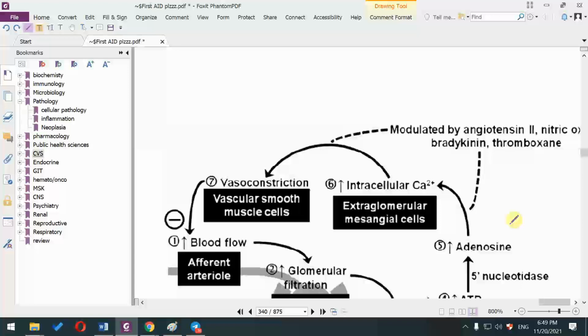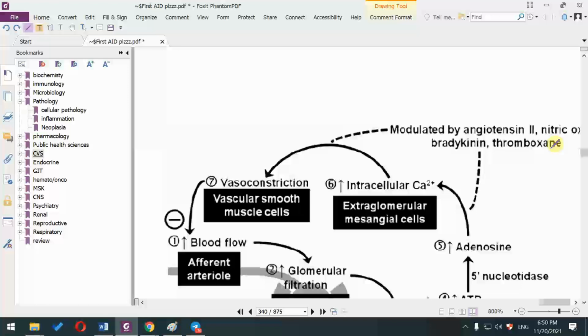The exact mechanism is not required from you in the USMLE. But what I want you to know, the main idea, is that the macula densa controls the vasoconstriction or dilatation of the afferent arteriole with these substances. When they tell you angiotensin 2 or thromboxane, you must know that they are vasoconstrictors. When they tell you nitric oxide or bradykinin, you must know that they are vasodilators.